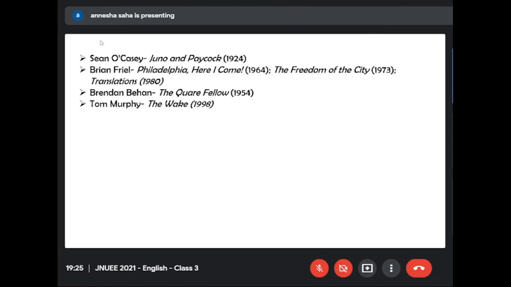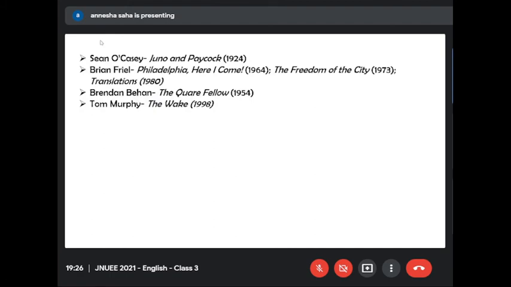And then the next two plays: Brendan Behan's The Quare Fellow, and Tom Murphy's The Wake. These are also important plays as far as Irish nationalism is concerned. But of course, these three playwrights are writing from within a post-colonial context. So maybe you can Google these names and read a few things about these people. So that is it for the Irish literary renaissance. These are the major basic points that one could cover. But of course, you could definitely look up some other history of literature books and read a bit more about the Irish literary context if you want. But this is it for the Irish dramatic revival.